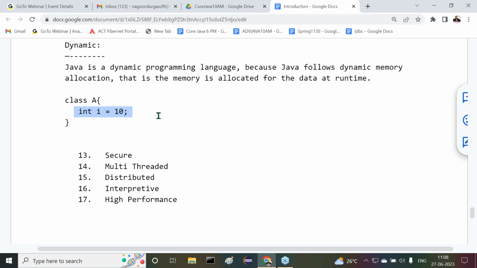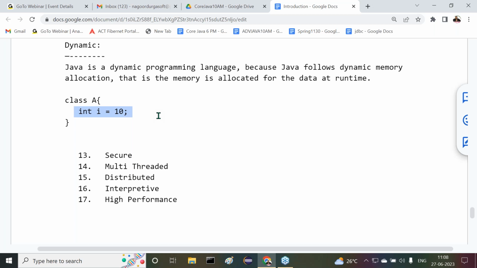Are all of you following my point or not? In Java, memory is allocated for the I variable when we create an object for class A. Whenever memory is allocated for class A, memory is automatically assigned for the I variable. Got it or not? Okay.